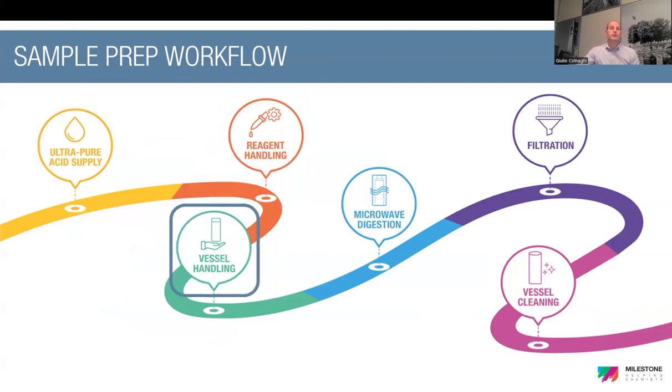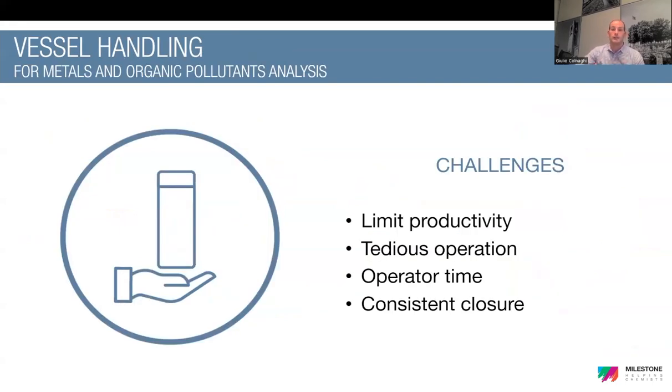Now we move from the reagent handling to the vessel handling. So we have our vessel, we have our sample, and we have inside either the acid or the solvent. So we need to seal the vessel properly. This is another important task, because consistent closure secures consistent results. Plus, it is done manually by the operator, so it also takes away operator time, which has a direct impact on productivity, and it is also a very tedious operation.